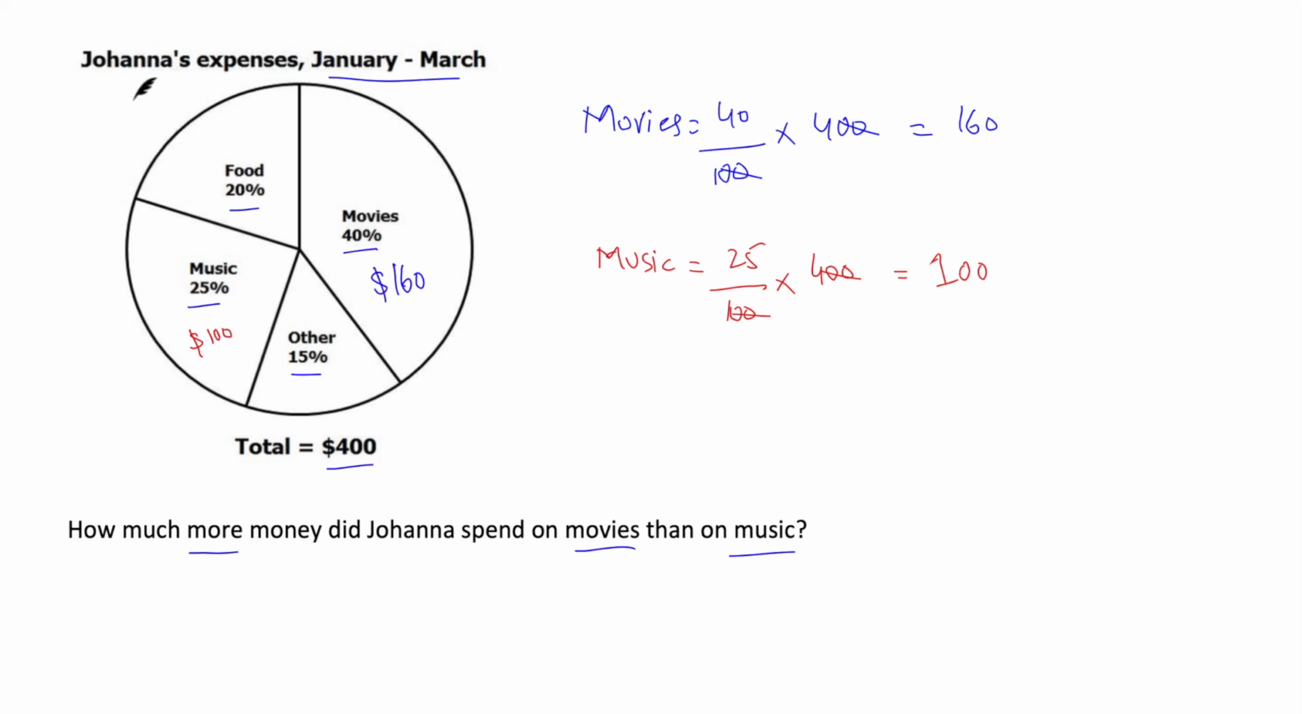Subtract these two amounts and we will have our answer. So she is basically spending 160 minus 100, 60 more dollars on movies than on music. This is our answer that you will put in the grid.